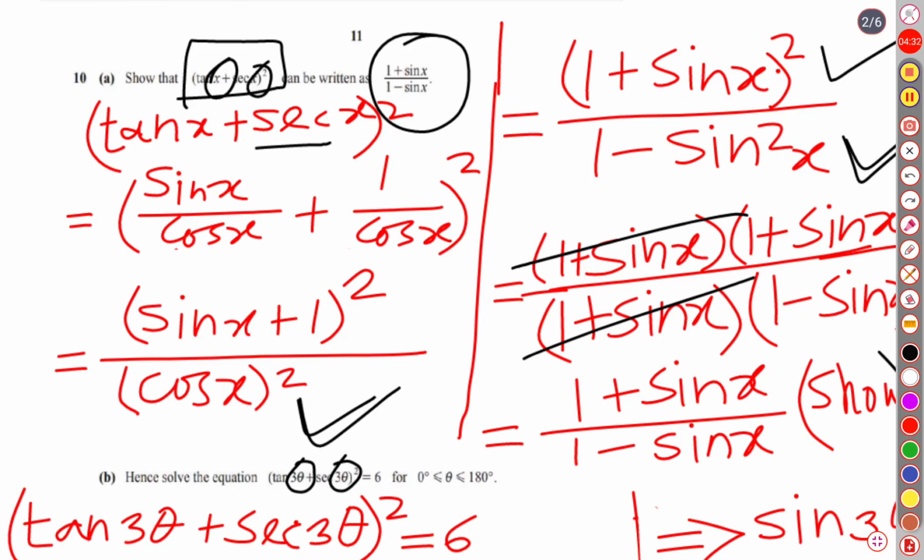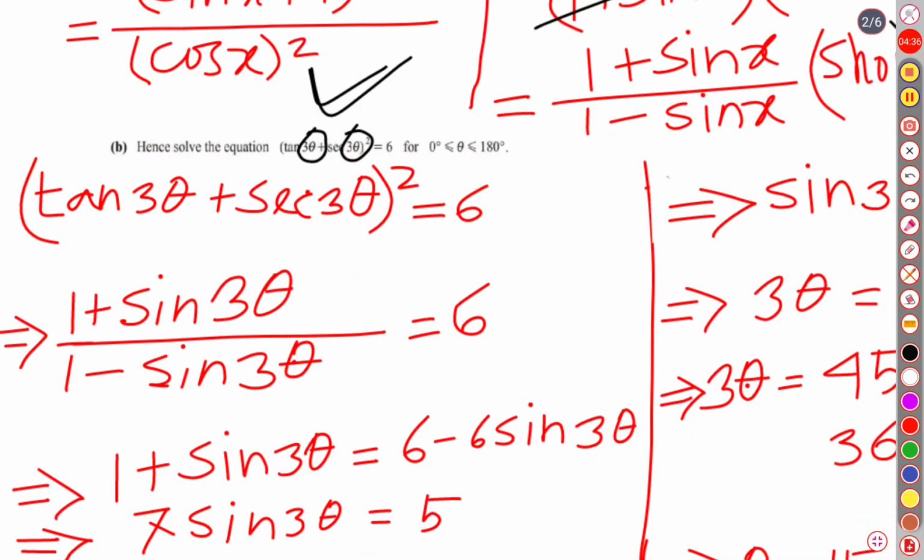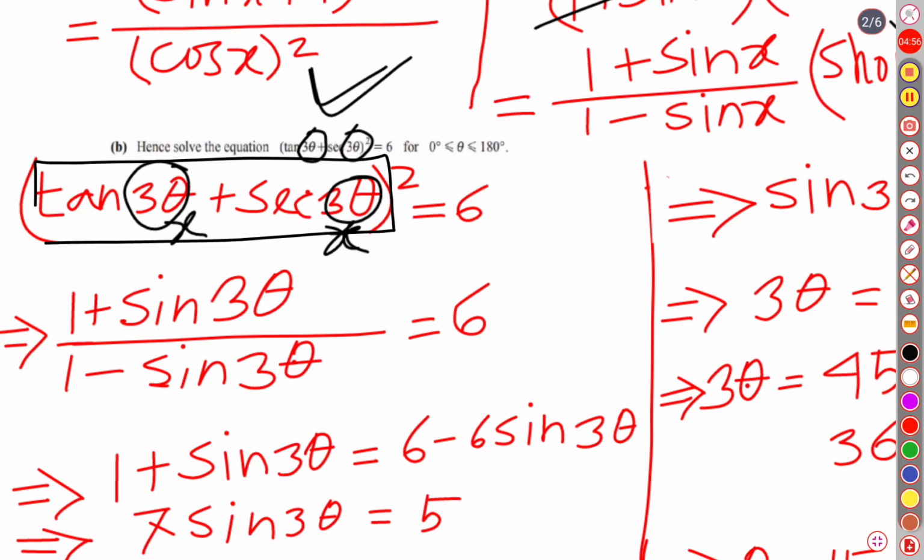So let's start solving. (tan 3 theta plus sec 3 theta) whole square equal to 6. In the previous question it was x, so instead of x we are substituting 3 theta, but the expression is exactly similar to the previous one. And we know (tan x plus sec x) whole squared is equal to what we have already proven, (1 plus sin x) over (1 minus sin x). So instead of x we have written 3 theta: (1 plus sin 3 theta) over (1 minus sin 3 theta).